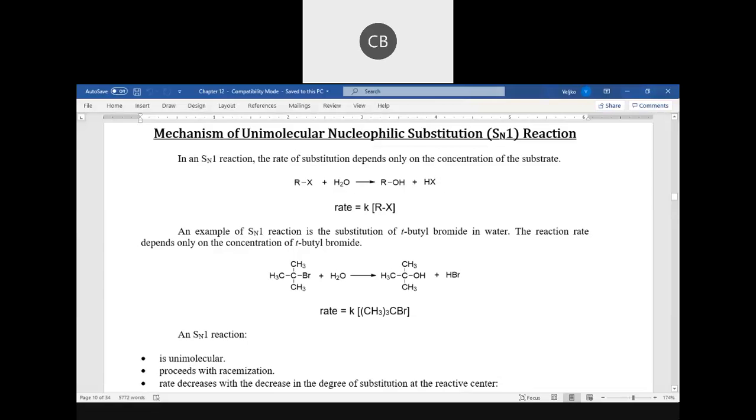So the other common mechanism of nucleophilic substitution reactions is unimolecular nucleophilic substitution, or SN1 reaction. In such a reaction, the reaction rate depends only on the concentration of the substrate. So in general terms, the reaction of an alkyl halide, for example with water, gives an alcohol and a molecule of hydrohalic acid, hydrogen halide, as a byproduct. Rate depends on the rate constant and concentration of the substrate, alkyl halide. You see, it doesn't depend on the concentration of the nucleophile.